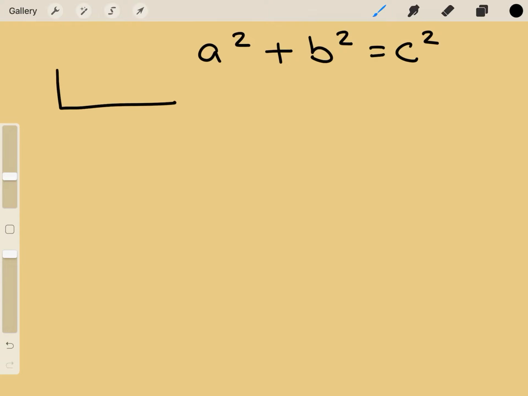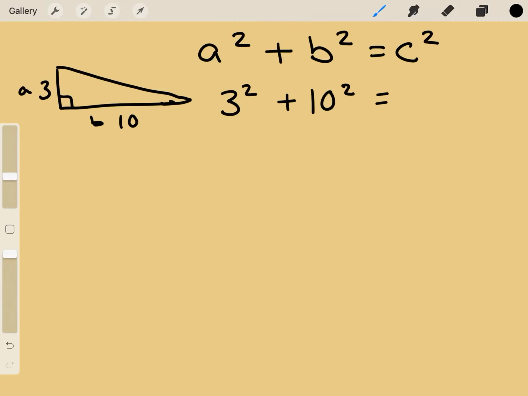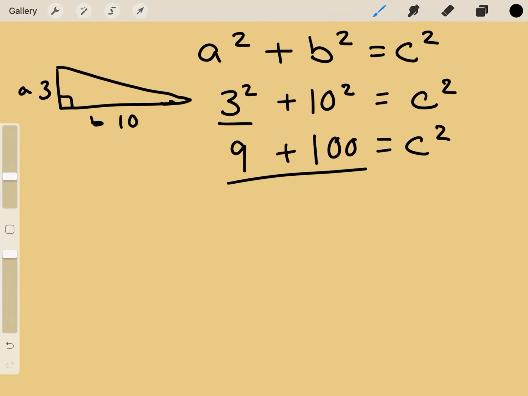So then we had a question that was another right triangle. This one was a little bit wider. It was a right triangle. One leg was 3, the other leg was 10. 3 was the value of a, 10 was the value of b, let's say. Like I said, you can go back and forth. So a is 3, so it's going to become 3 squared plus 10 squared equals c squared, because we're looking for the hypotenuse. So c squared becomes 9 plus 10 squared is 100 equals c squared.